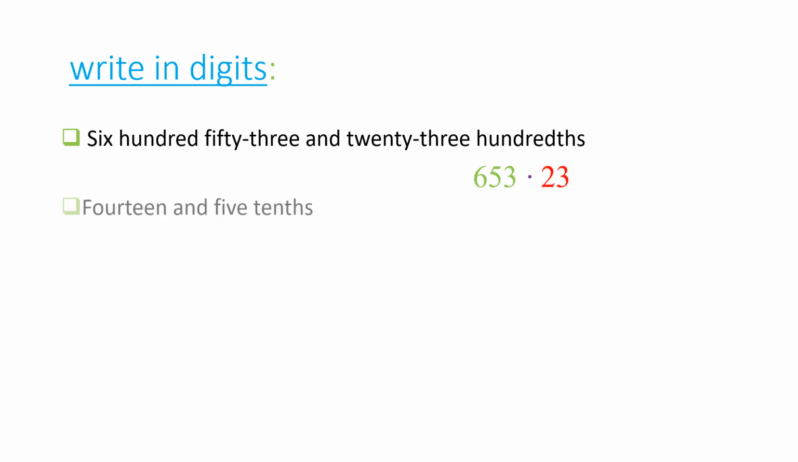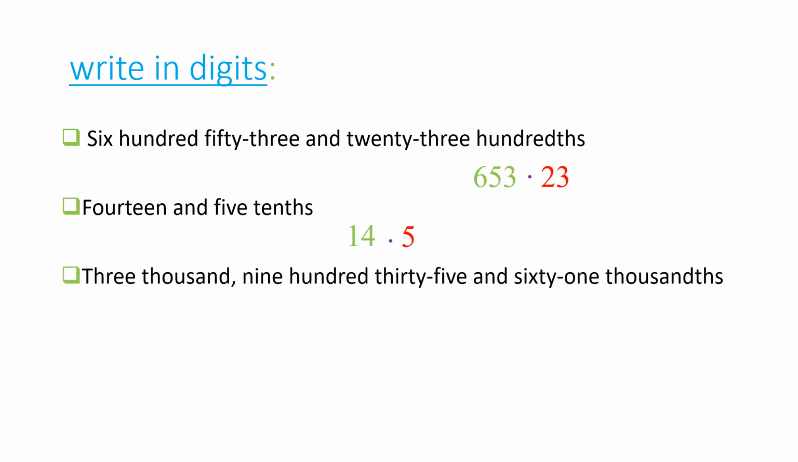Okay. Number 2, 14 and 5 tenths. I will write 14. After that, I will put the decimal point, 5/10. That means one digit after the decimal point, and I will write in this digit, 5. Okay. The last one.